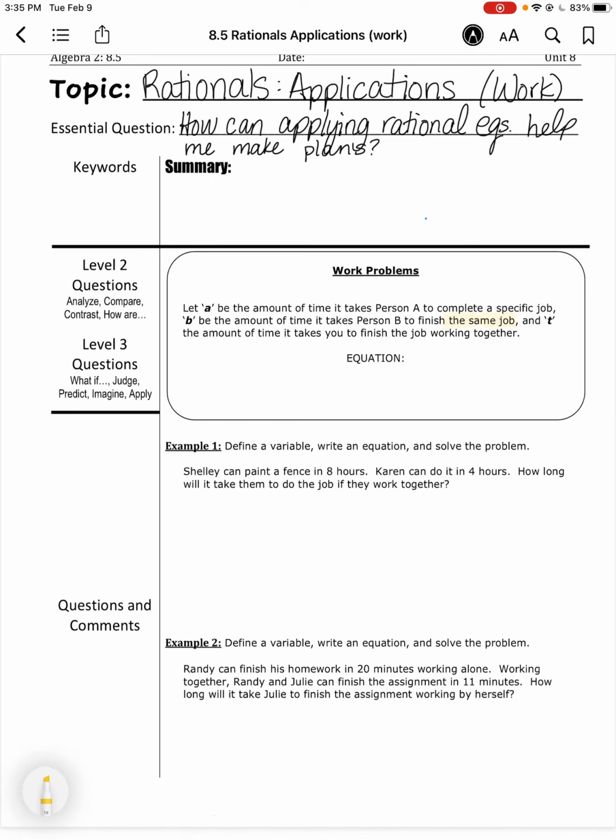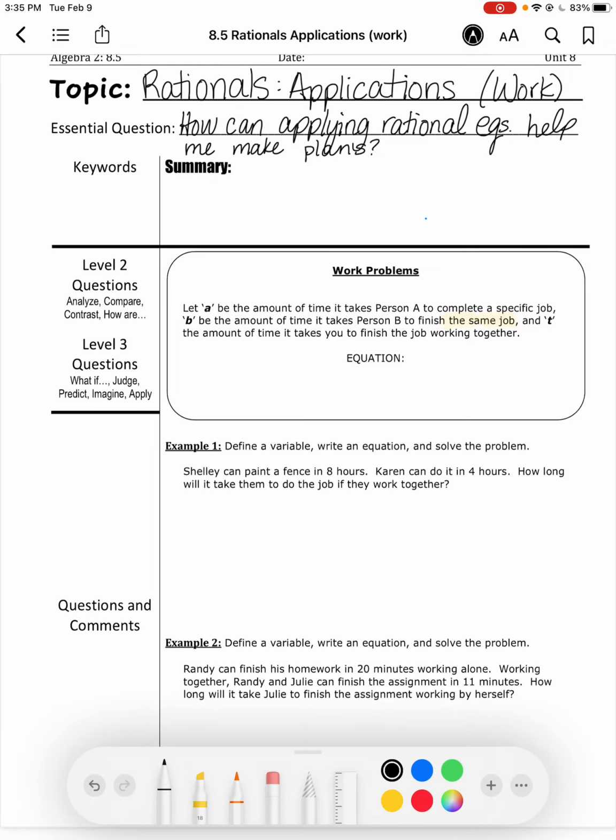So, let's go ahead and write that out. So we're going to have 1 over A plus 1 over B equals 1 over T. So 1 over the time it takes for person A plus 1 over the time it takes for person B equals 1 over the time it takes them to do it together.